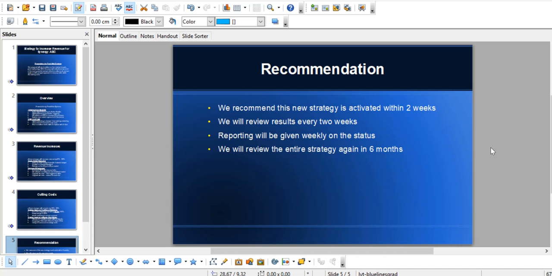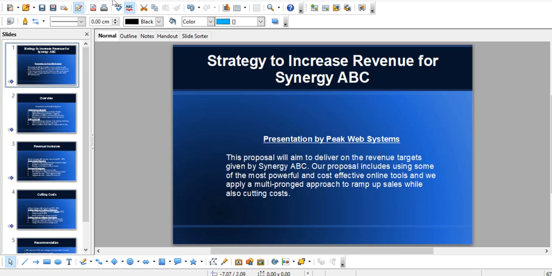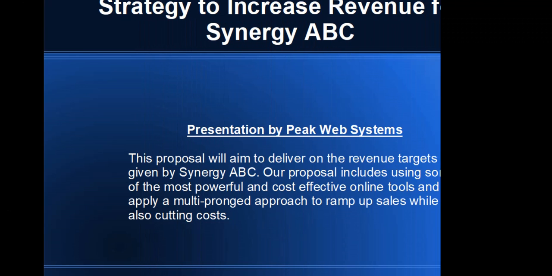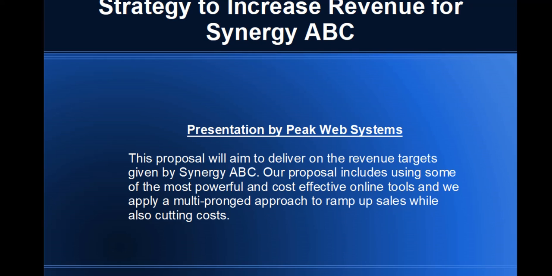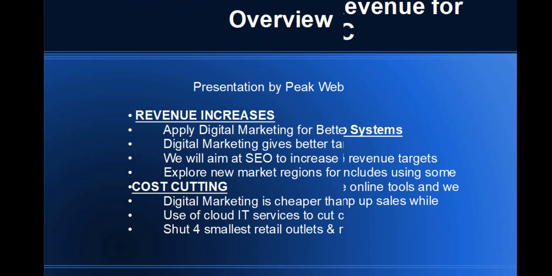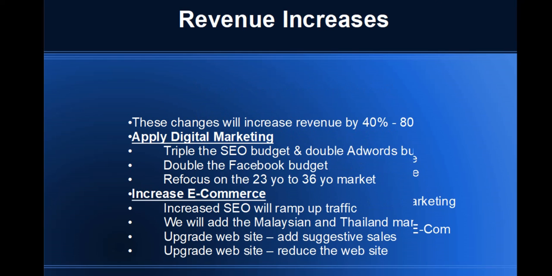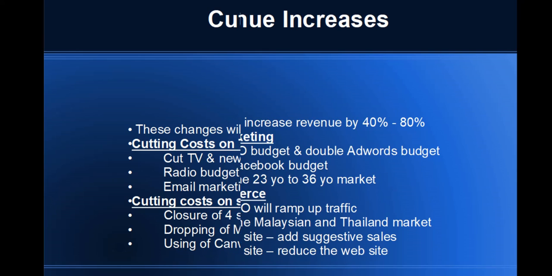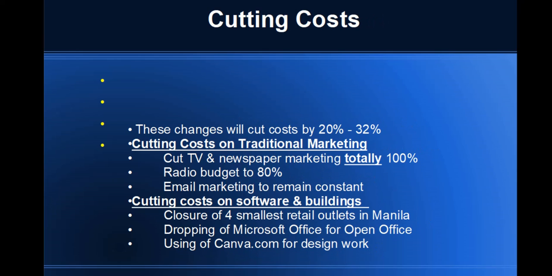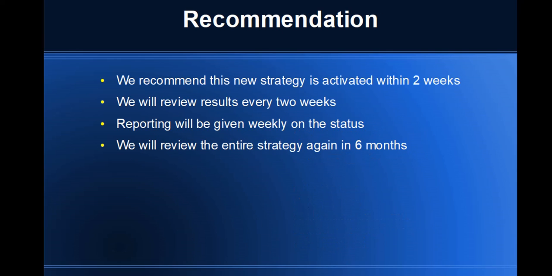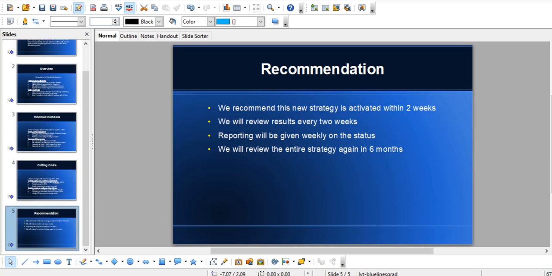Well, now that we've finished our slides and done our spell check, we are ready to position it at slide 1, of course. Then I'm going to click on slideshow and view the slideshow. There's our strategy and the swipe left to right, the overview, revenue increases and cost cutting. Now we break down the revenue increases, breaking down the cutting of costs, and the recommendations. We're in pretty good shape.